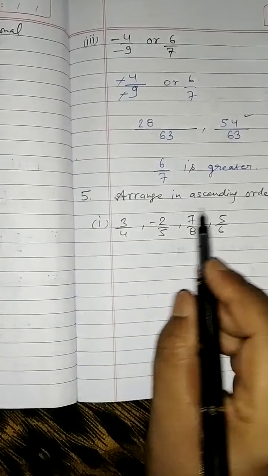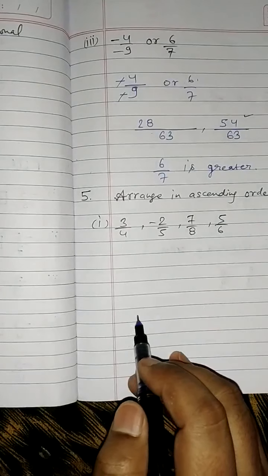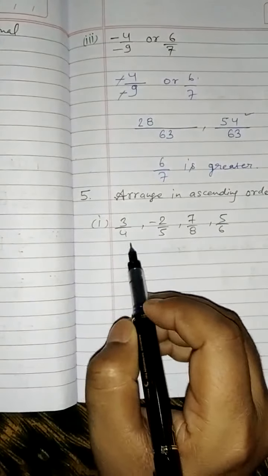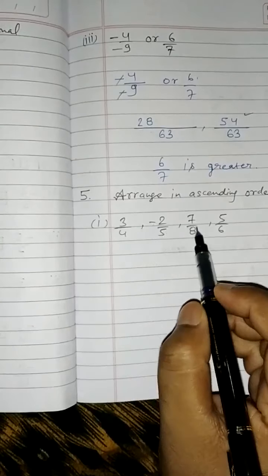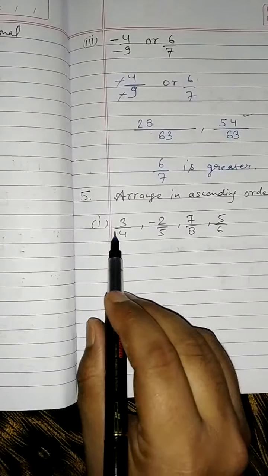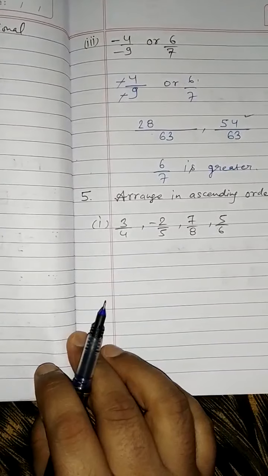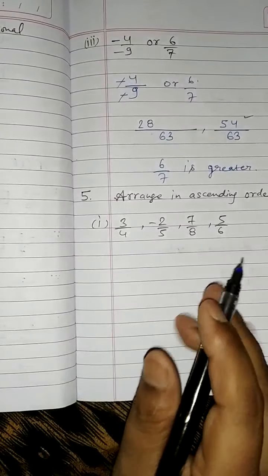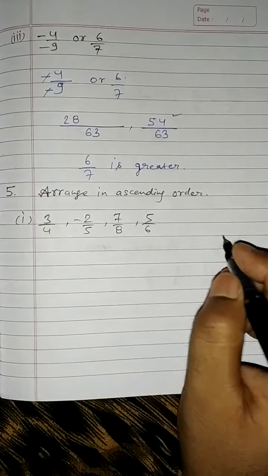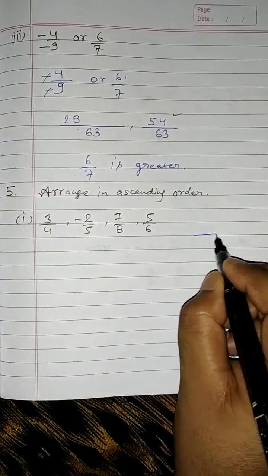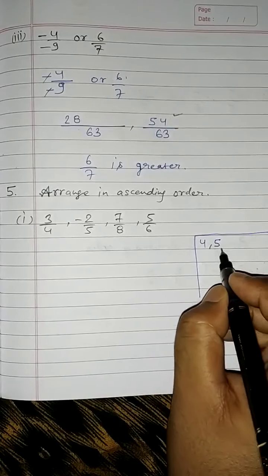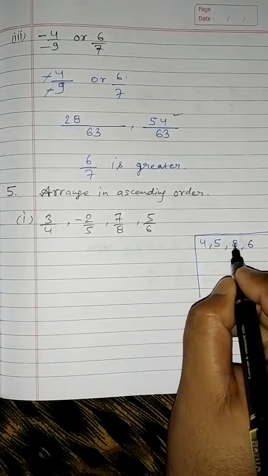Number 5. Arrange in ascending order. So students, our question is 3 upon 4, minus 2 upon 5, 7 upon 8 and 5 upon 6. One is a negative rational number and the others are positive rational numbers. But we cannot directly guess and put the rational numbers. So we'll take the LCM of the denominators 4, 5, 8 and 6.